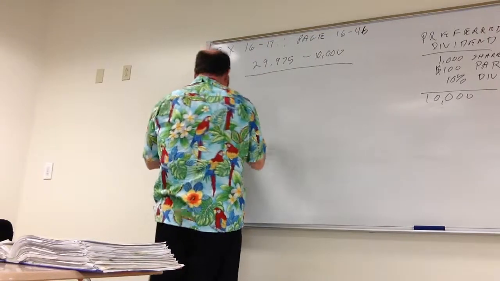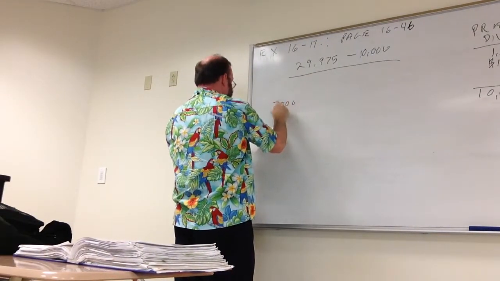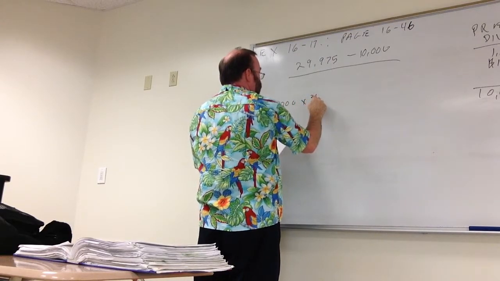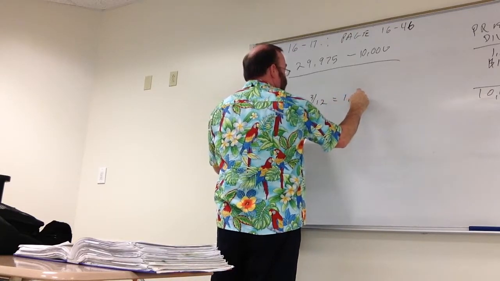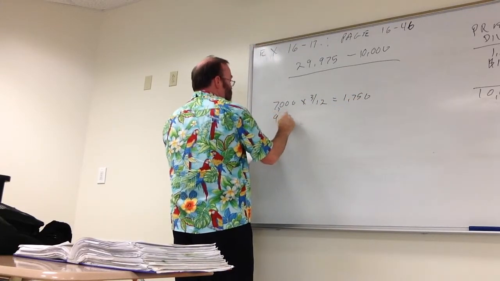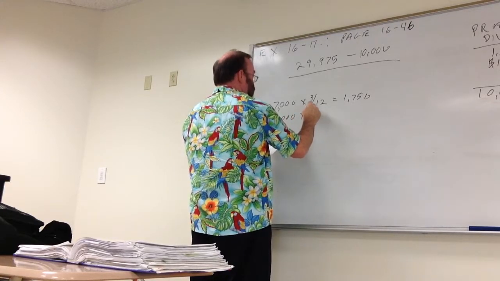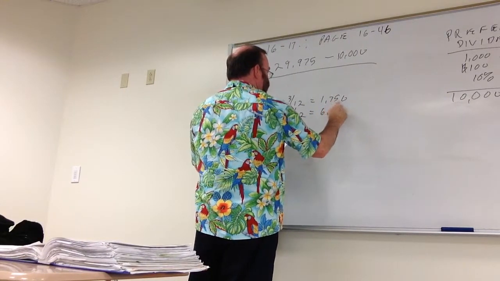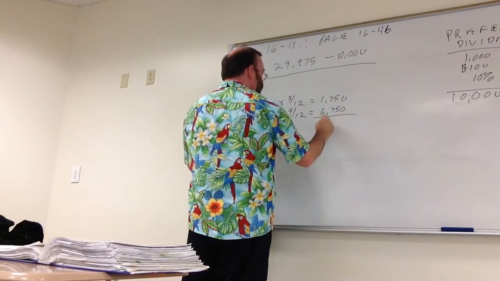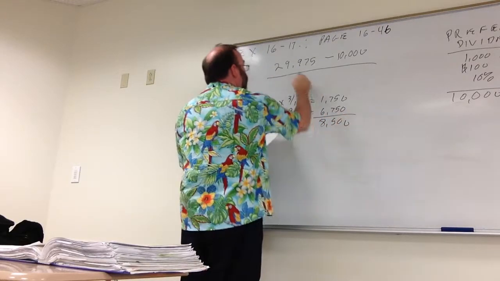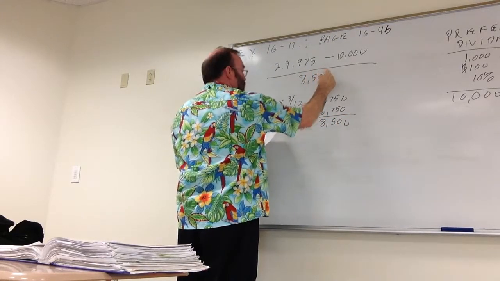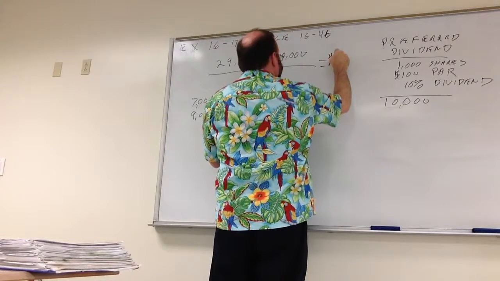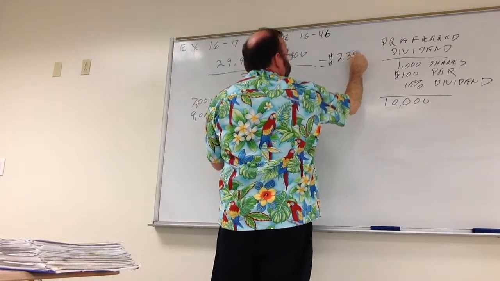divide that by, we had 7,000 shares from January through March times 3/12, or 1,750. Then we had 9,000 after we issued the 2,000 shares, times 9/12 for 6,750. That's a total of 8,500. And that gives us $2.35.